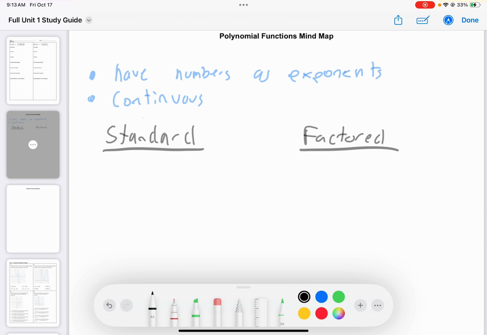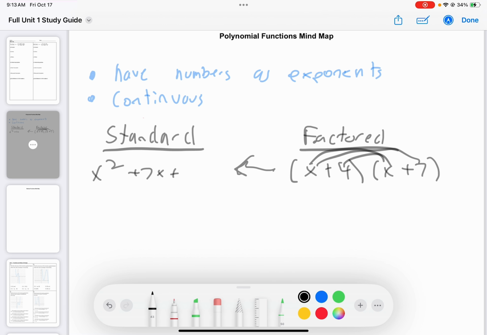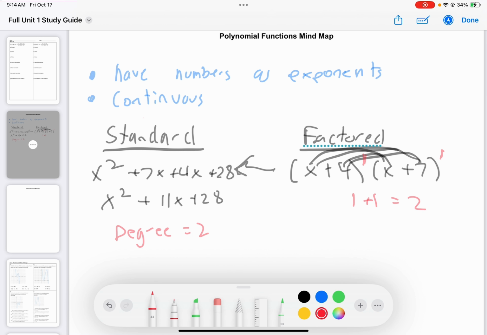If I want to convert from factored to standard, I want to go in this direction. It's pretty easy. I just distribute, right? X times x is x squared. X times 7 is 7x. 4 times x is 4x. 4 times 7 is 28. Combine like terms, and now I'm in standard form. And you can see the degree here in standard form is 2. And in factored form, I would have had 1 and 1. 1 plus 1 is 2, so the degree is 2. I can see it both ways.